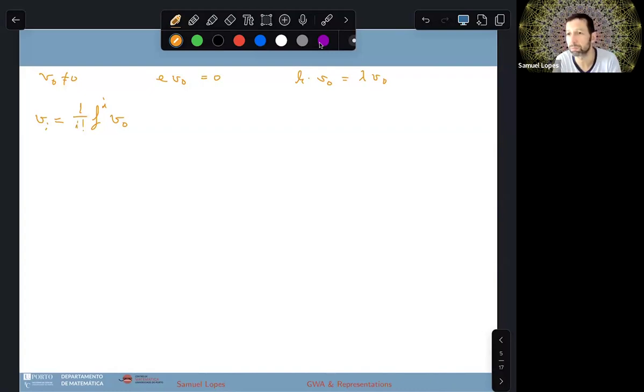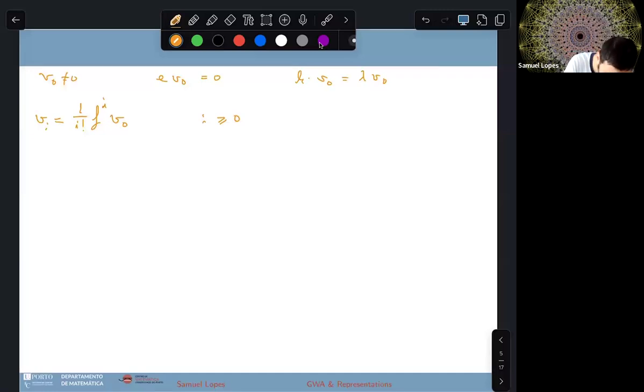This is not important, but it's just so that you're going to see the same formulas that you saw before. So I'm defining these vectors for i greater than or equal to 0. All of these vectors are in my module, obviously. And what do I know about the action on these vectors?